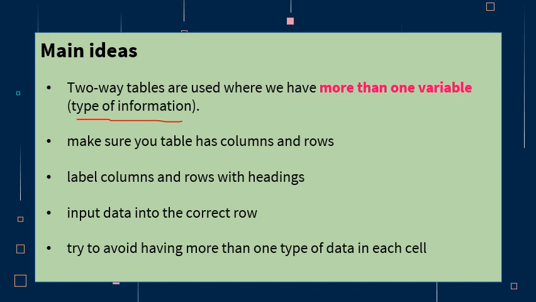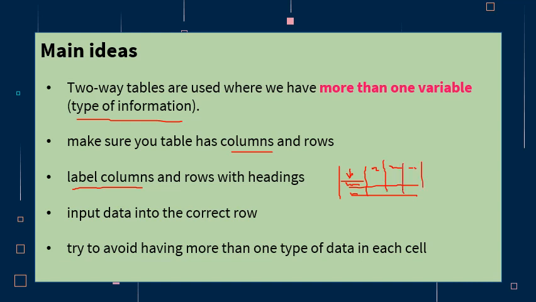Make sure your table has columns and rows, so important. Otherwise, it's not really a table, and they are labeled. Now, you saw that you could have one variable in this first column, and then that would be going across on the rows. So for example, we had our types of exercise here. Then we had our age ranges up here as the columns.